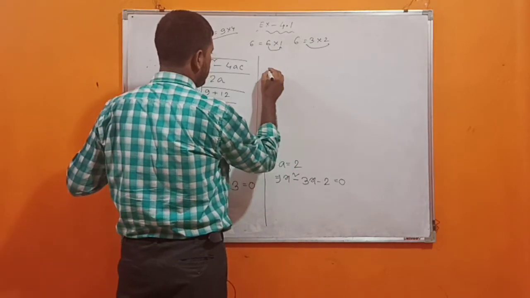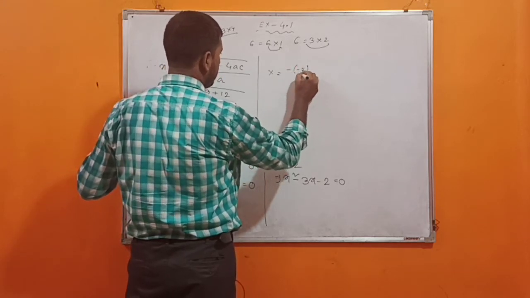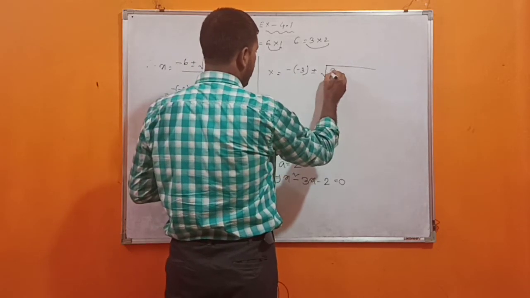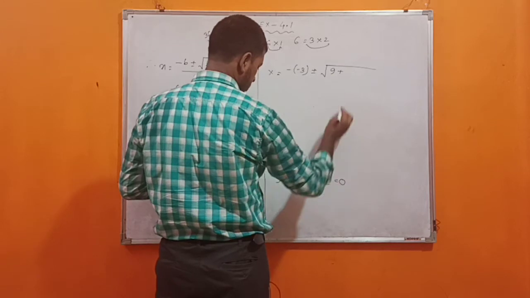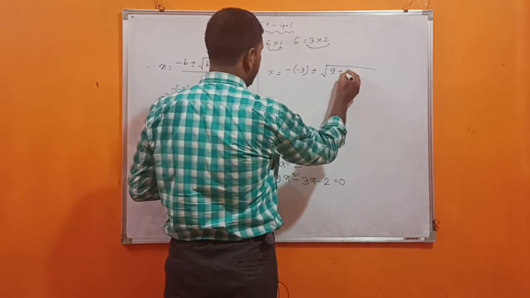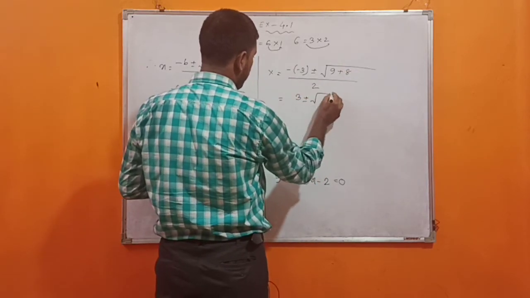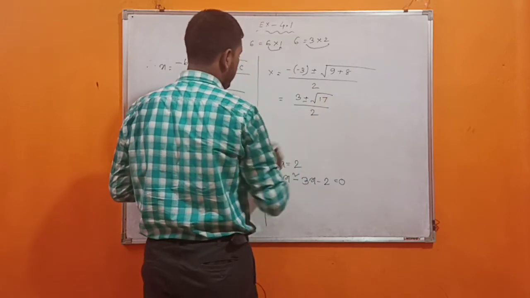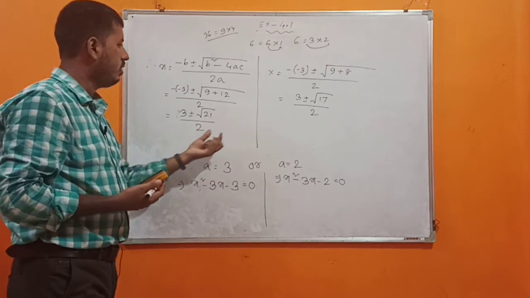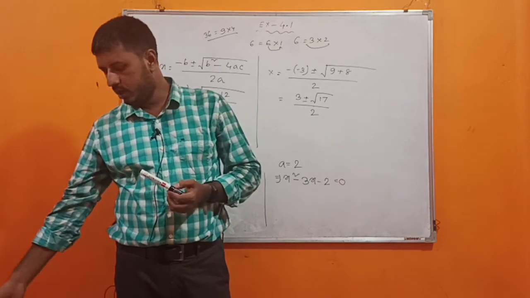Through this we have to consider x equal to minus b, that is minus 3, plus minus root over b square, which is 3 square, is 9, plus 4ac, divided by 2a, which is 2, that is 3 plus minus root 17 by 2. Okay, so this is our targeted result, 3 plus minus root 21 by 2 and 3 plus minus root 17 by 2, by solving the two equations with what? The quadratic formula.